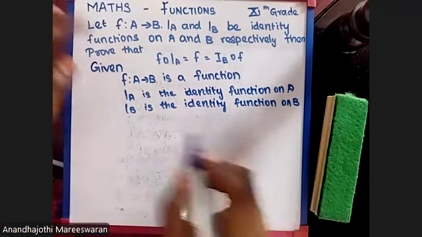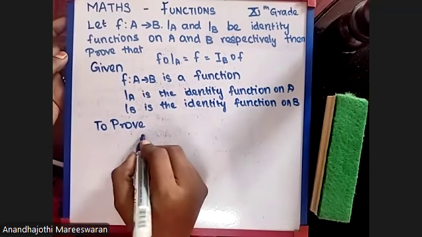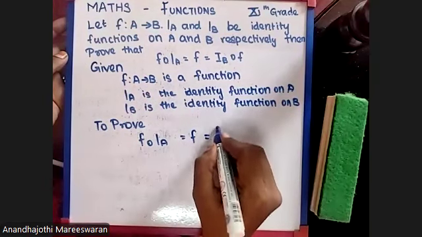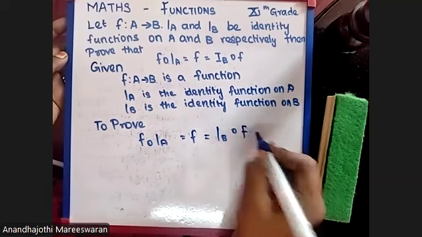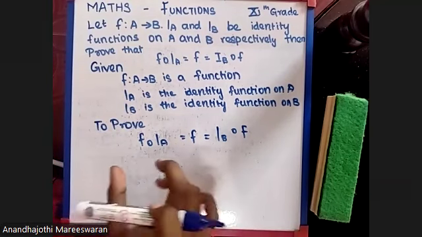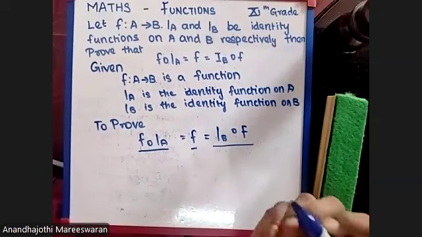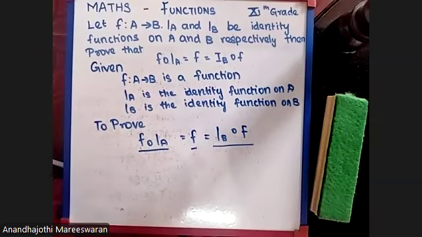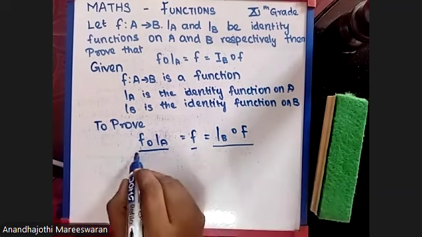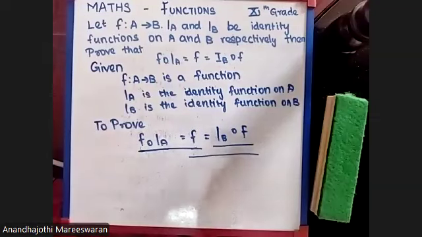What do they ask us to prove? To prove F circle IA equals F equals IB circle F. This is what we are going to prove here. We are going to prove a function equals another function equals another function. To prove this, we can split it up into simple sums. First, we can prove this, and second, we can prove this, and finally, we can merge it up.